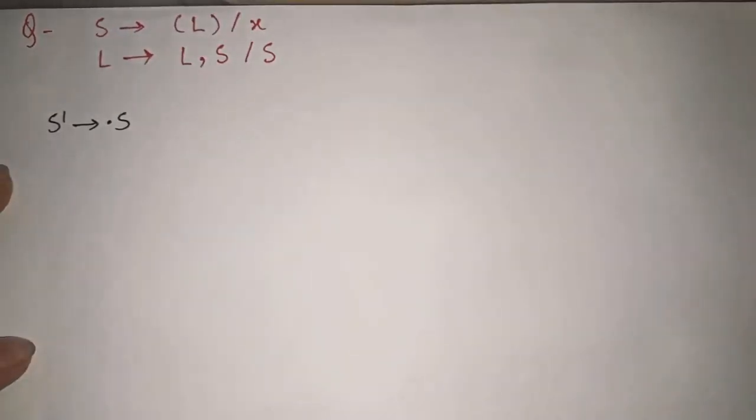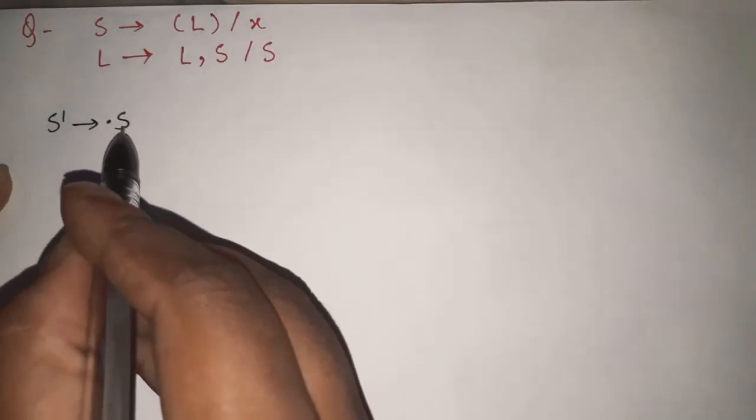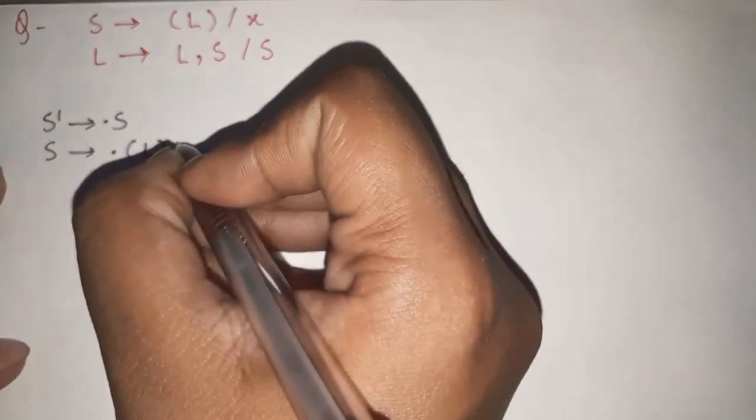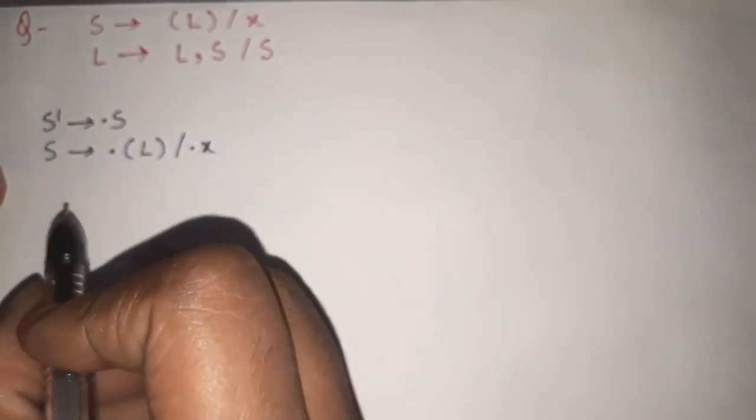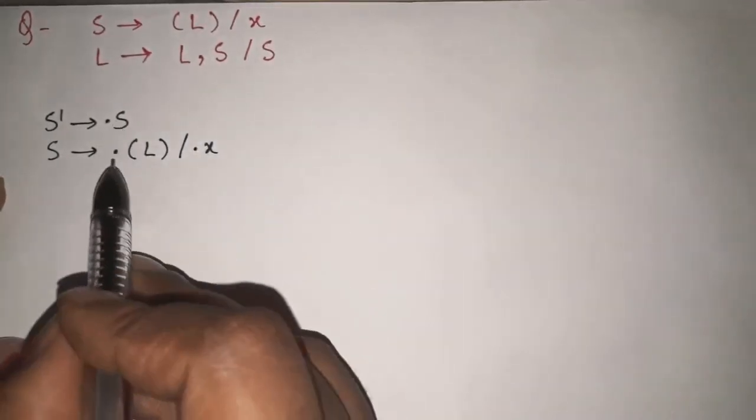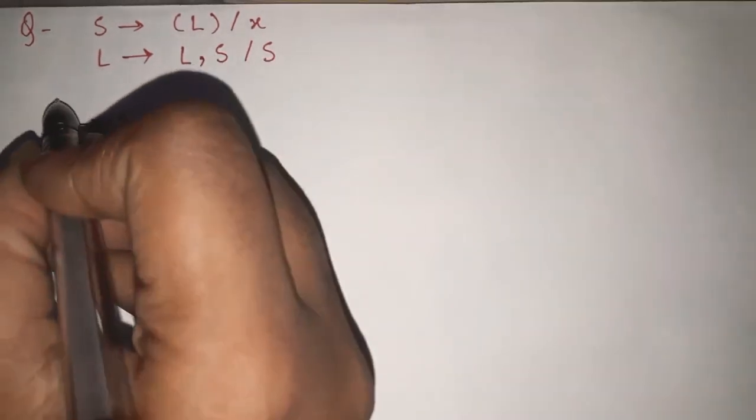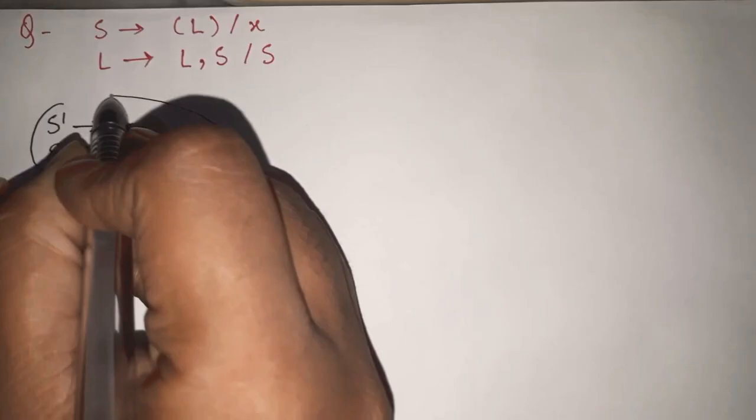What is our first task? First of all, we add an augmented grammar. This is S, so this starting symbol S will come in RHS. That means I will make one augmented grammar S' gives .S. Now after the dot I am having one variable, so I have to write all the productions of this variable, that is S gives .L or .x. Again, now after the dot I am having only terminals, so I don't need to proceed further. This will become my first state.